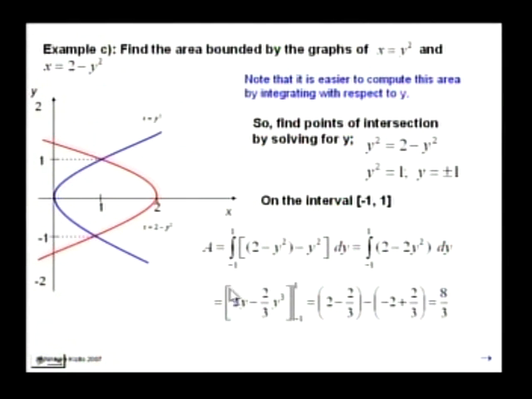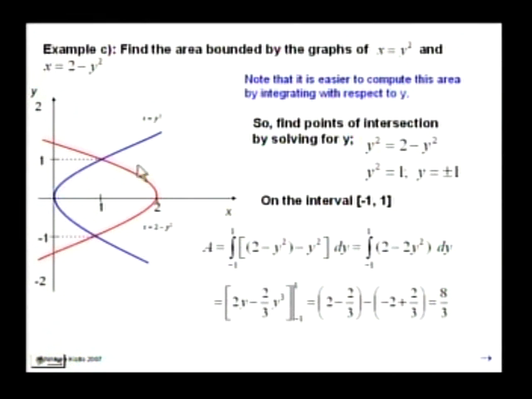So we go and integrate, simplify, and find the antiderivative, integrating this expression with respect to y, and then we end up with this. This is our antiderivative. Evaluate from minus 1 to 1. These are y values, the limit values. So you do the same thing, and you find the area is equal to 8/3.